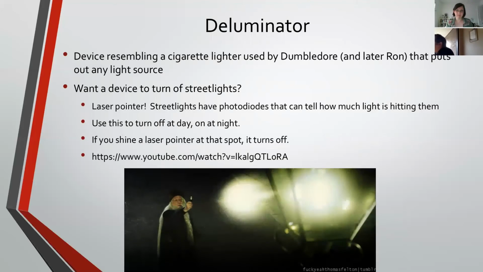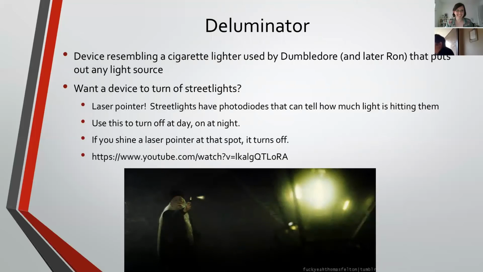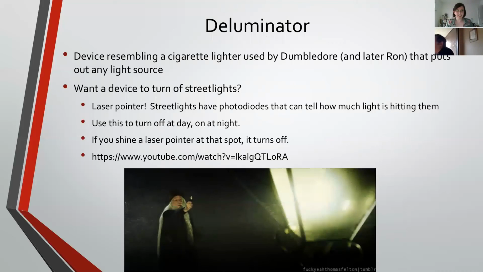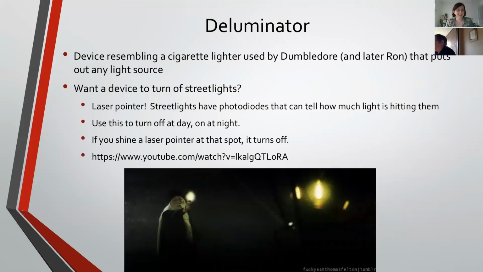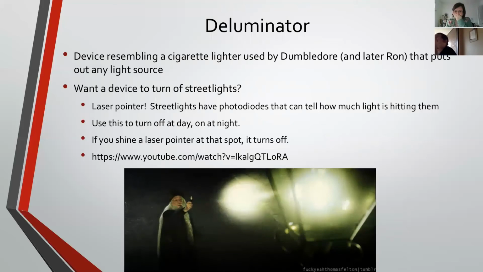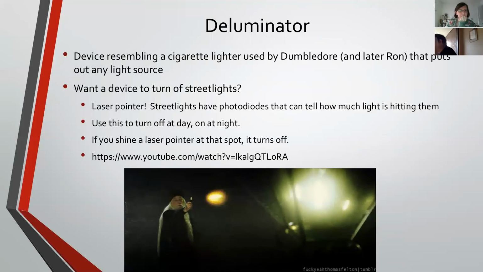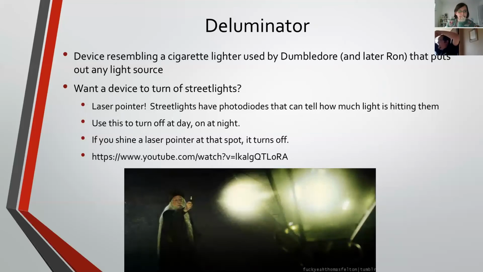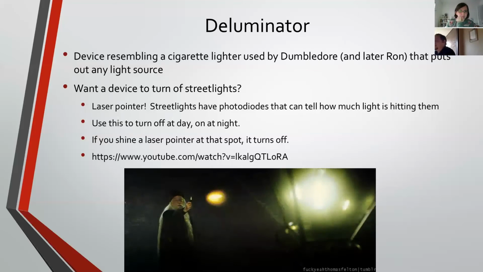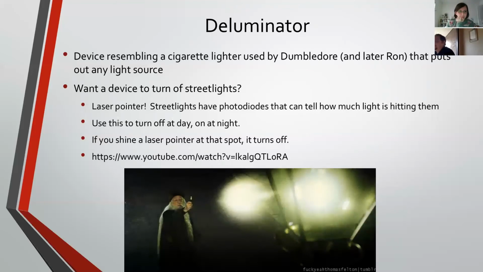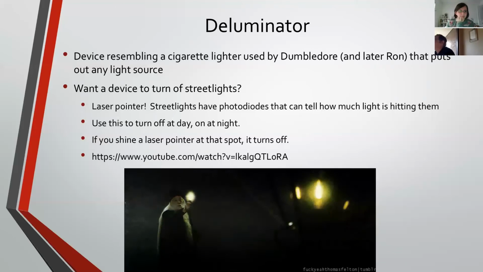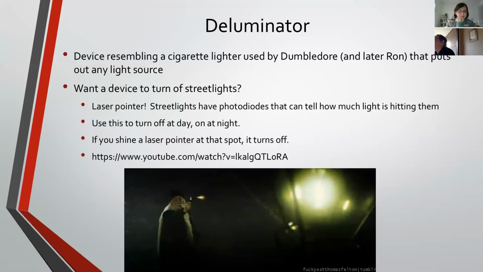Streetlights are the easiest thing in the world to turn off. You can turn off any streetlight in America with a laser pointer. Streetlights only work at night. They're off during the day. The reason for that is they have photodiodes. A streetlight on its top has a little piece that senses how light it is. A photodiode is a switch that, if light is hitting it, it's off. If light isn't hitting it, it turns on. Oh no, it goes the opposite way. You can still work it out.